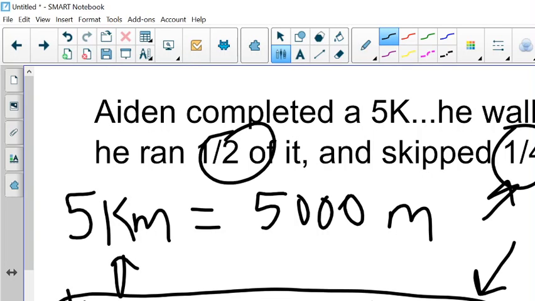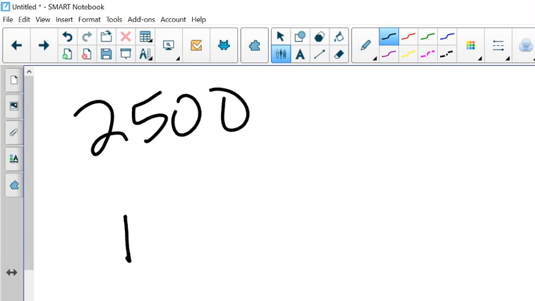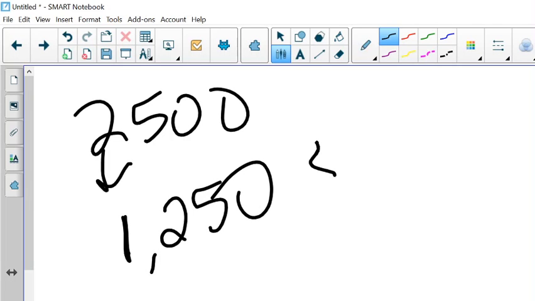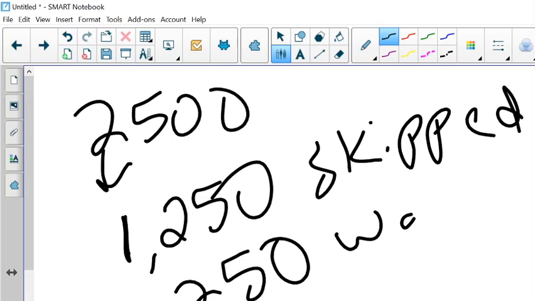But 1/4, okay, if I know half is 2,500 of 5,000, what's half of that? Because actually 1/4 is half of a half. So what's half of 2,500? 1,000 is half of this, and then half of 500 is 250. So he skipped this many meters and walked this many meters, which then gives you a total, plus the 2,500 in running. Boom.